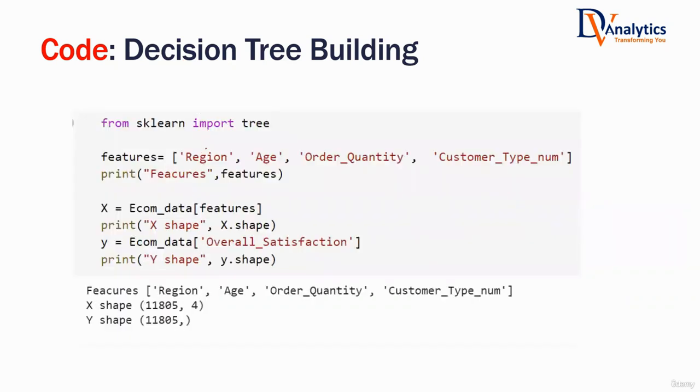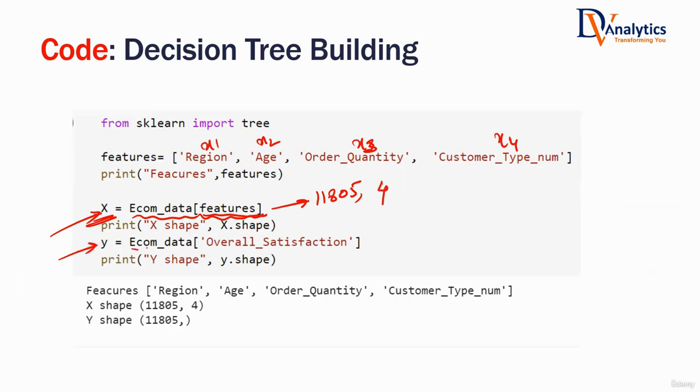These are all our features. The features are region, age, order quantity, customer type, numeric. So if you look at the overall X data, the features data that you have to supply, I'll go to e-commerce data and take all the final features that I'm going to send to the model. In this data set, there are 11,805 rows. If I'm taking only features, how many columns will be there? 4 columns will be there.